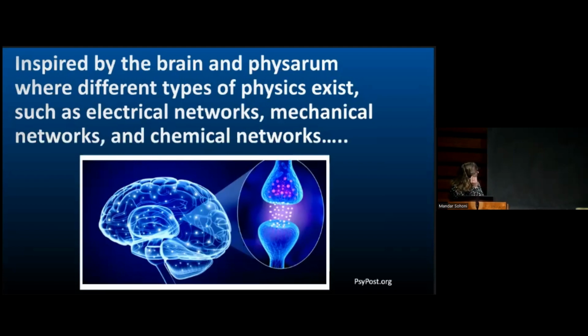Right. So inspired by the brain and Physarum, where different types of physics exist, such as electrical networks, mechanical networks, chemical networks, all in the same system. We have Physarum that has mechanical and chemical signaling. We have the brain, which has electrical. We've seen many of the models discussed, the Hodgkin-Huxley, the McCulloch-Pitts, I don't know if anyone mentioned Wilson-Cowan, all sorts of equations that basically capture a neuron as a circuit. But as we know, there are also neurotransmitters in the brain. And interestingly, when you build the electrical network on the right, in this picture here, there are chemicals that basically communicate from one neuron to the other. So there actually is chemistry going on as well in the brain.